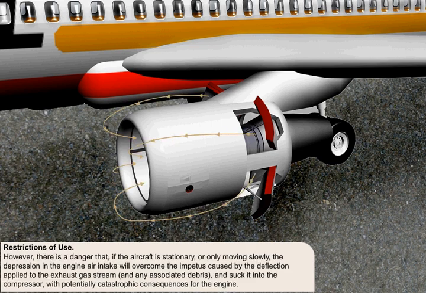There is, nevertheless, a clear danger that, despite the angle of the cascade vanes, if the aircraft is only moving forward slowly or is stationary, the depression in the engine air intake will overcome the impetus caused by the deflection applied to the exhaust gas stream and any associated debris and suck it into the compressor, with potentially catastrophic consequences for the engine.